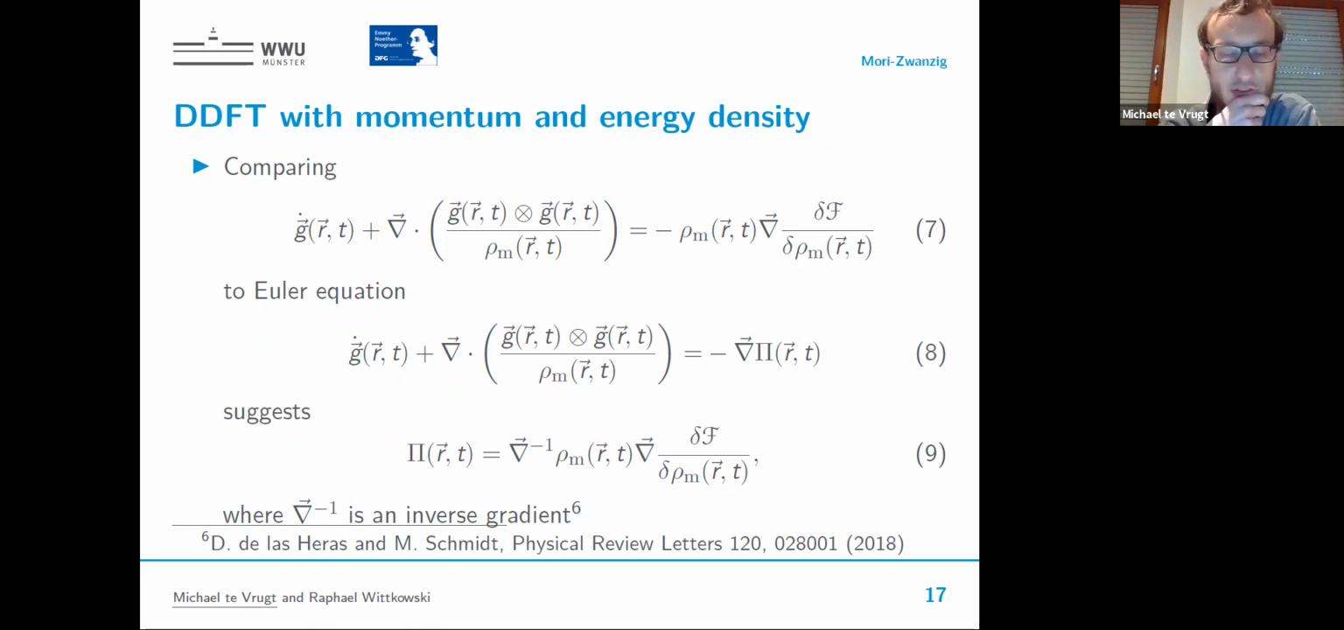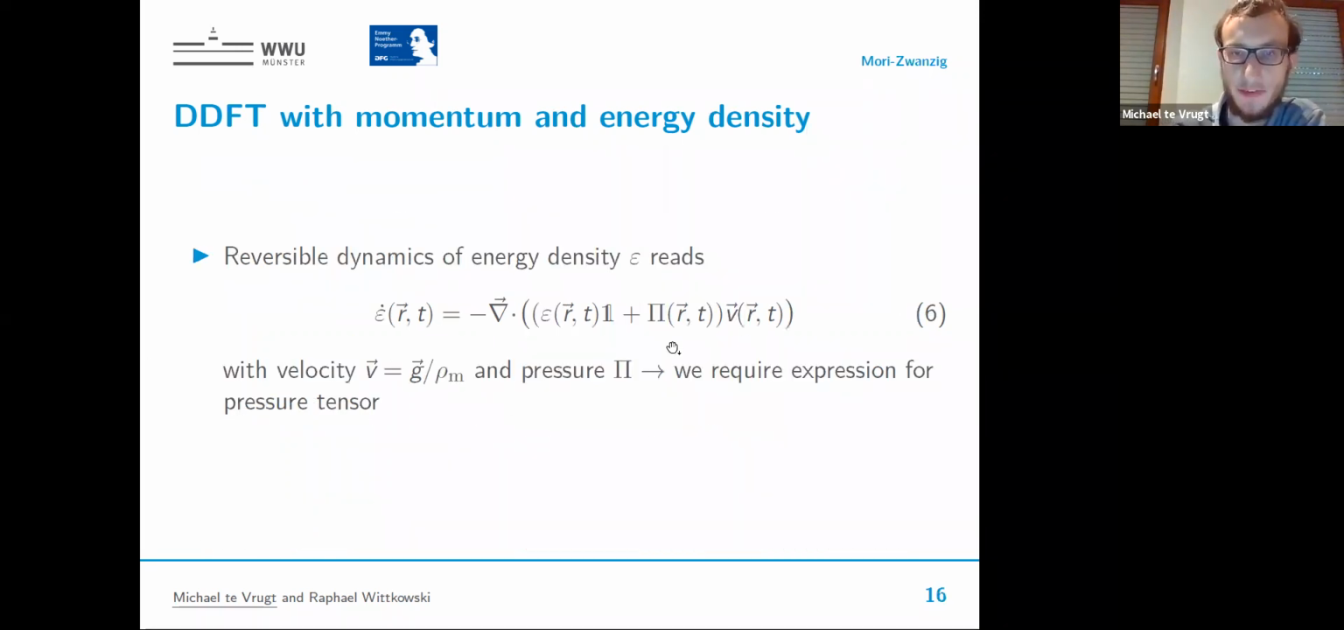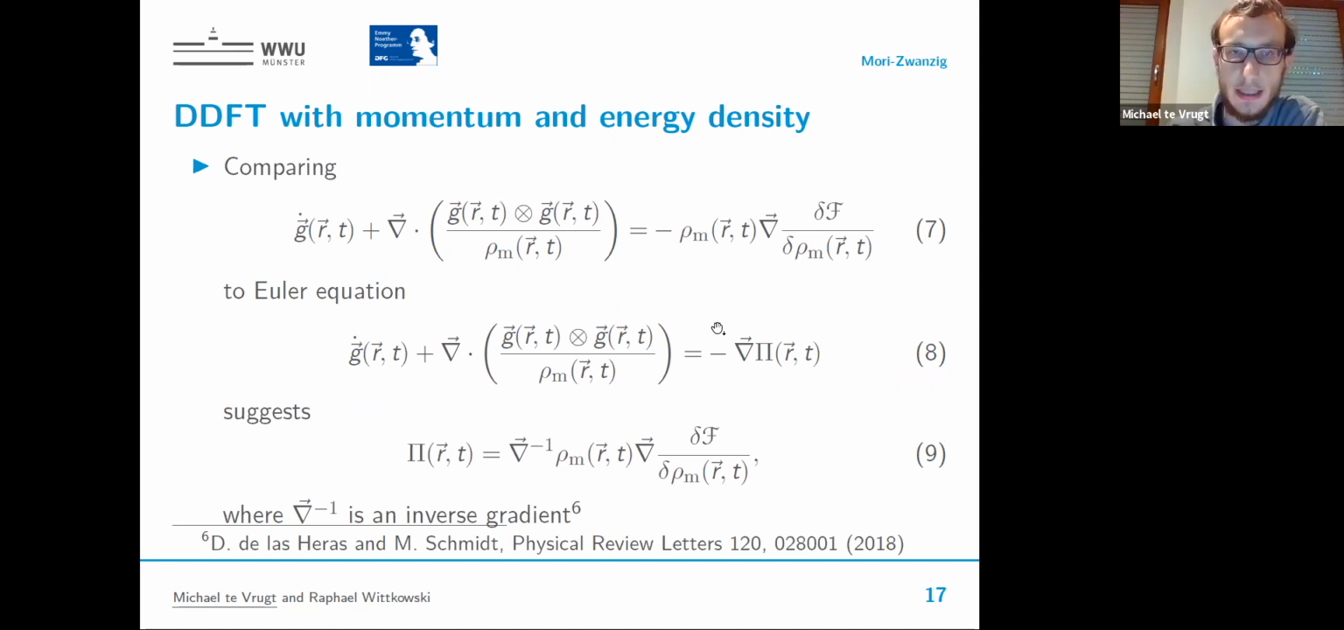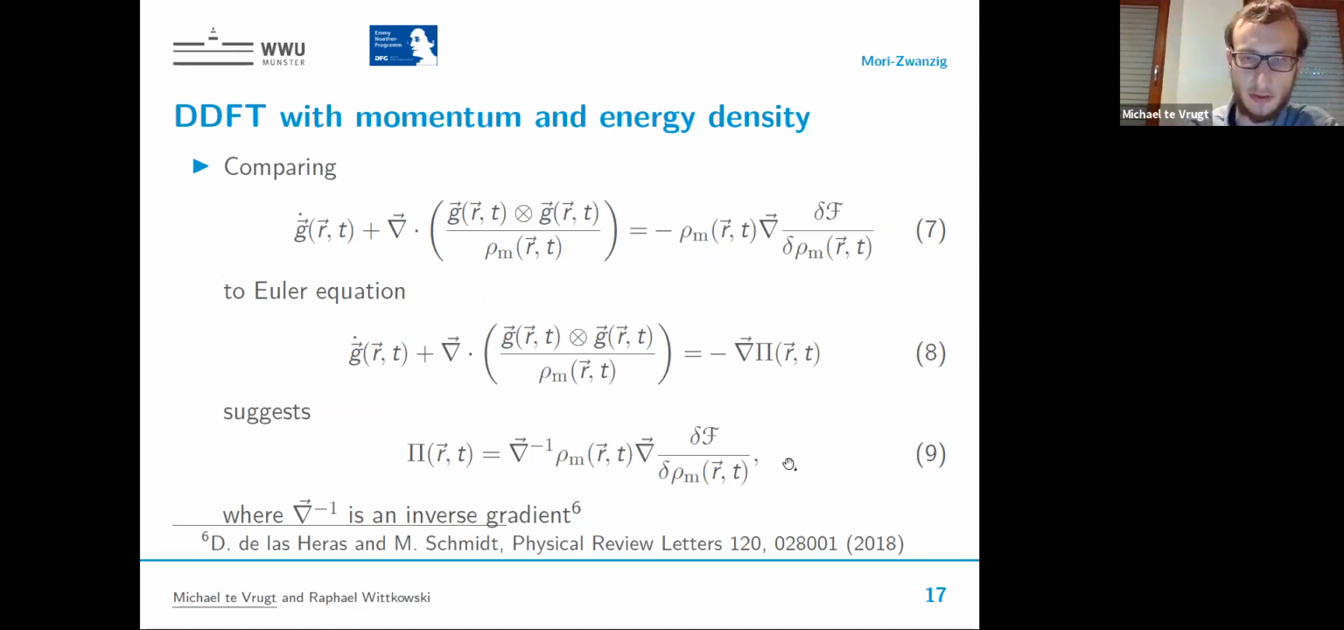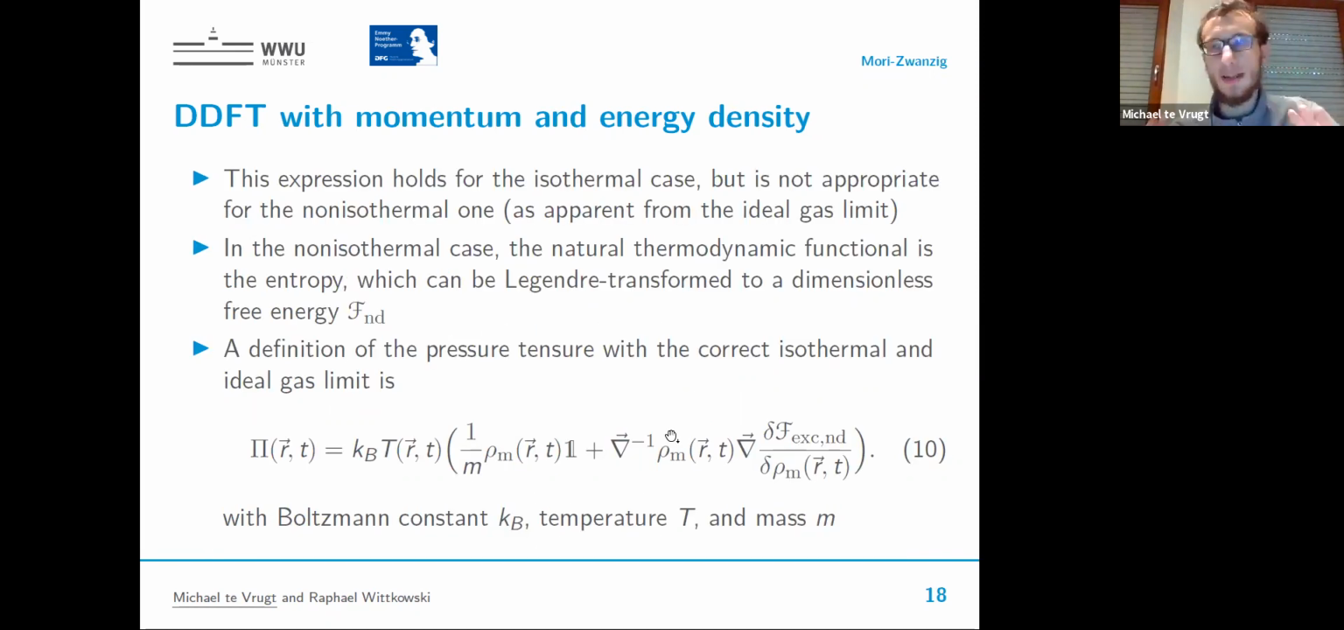The question is, what can we do with that in this case here, where we explicitly, if we multiply that out, require the pressure tensor. So it works in the isothermal case, what I've shown before, but it doesn't work out in the non-isothermal one. Because in a non-isothermal one, you can take the ideal gas limit. In that case, everything is exactly known, and the result doesn't really look like this. Or it does almost look like this, but only almost.